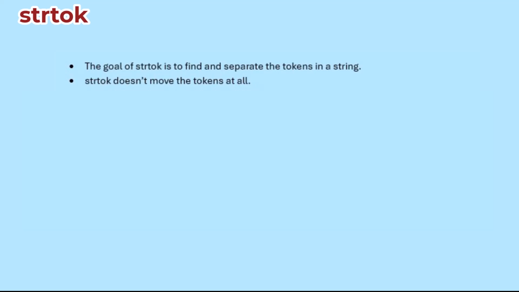Since that's a bit weird, let's summarize strtok. The goal of strtok is to find and separate the tokens in a string. Strtok doesn't move the tokens at all. It replaces the delimiters with nulls, and that essentially makes our one null-terminated string into a sequence of null-terminated strings, one for each token.